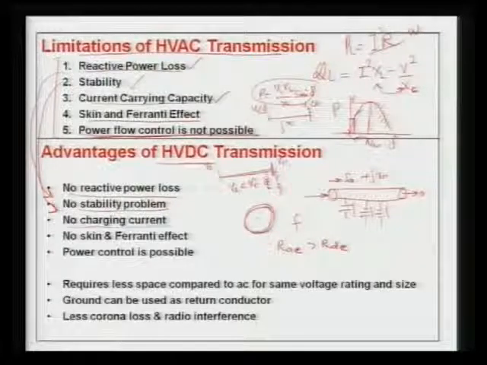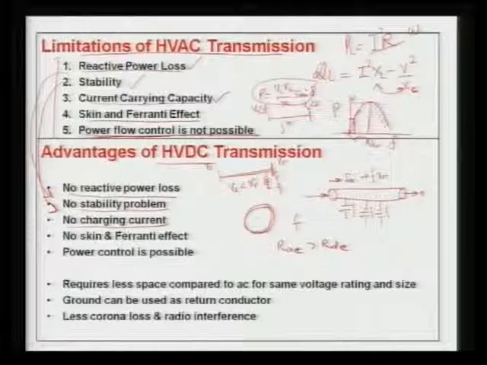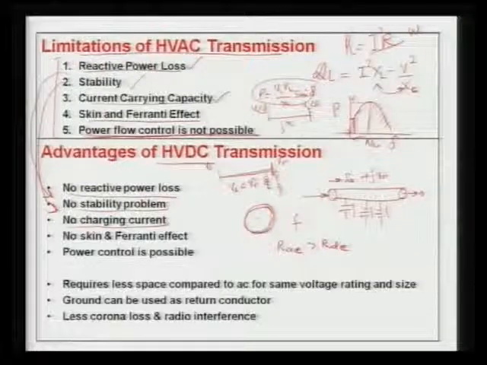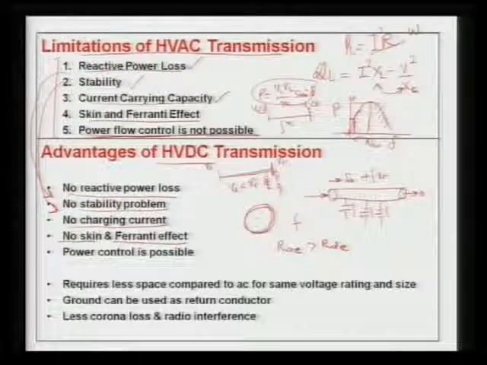There is no charging current, because the voltage is smooth, a perfect DC voltage and perfect current are flowing, so there is no charging and no capacitive effect. The charging current is not there because capacitance is formed whenever you have a potential difference with a dielectric medium between, and air is also a dielectric medium. So capacitance is formed, but it is constant and thus there is no charging. Here there is no skin effect and no Ferranti effect, because the charging is not there.